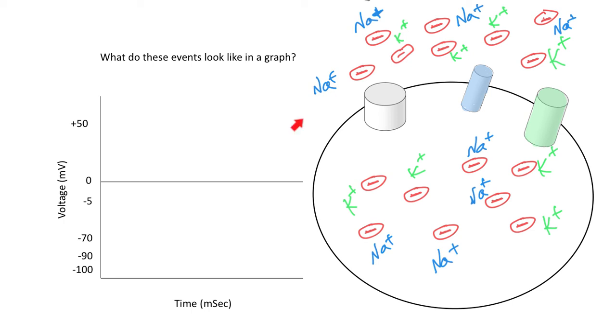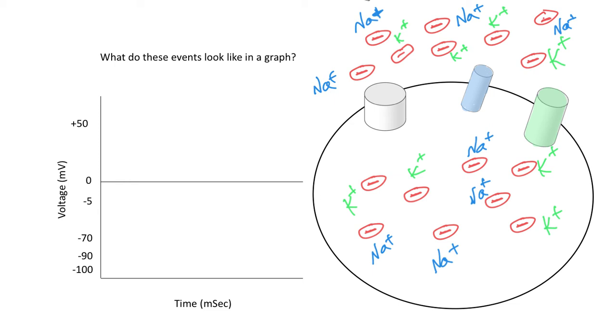Here I have a cell, and then I have 3 channels in here. This is the sodium potassium ATPase. This is a sodium leak channel, and this is a potassium leak channel. And I've shown roughly the unequal distribution of these ions across the membrane. So at this point, the membrane potential is 0. There is no difference in charge inside and outside of the cell.